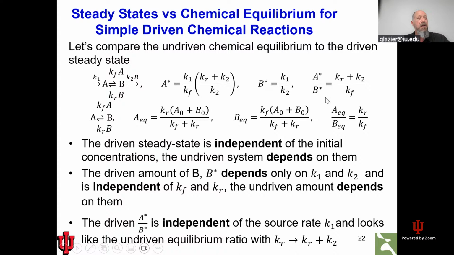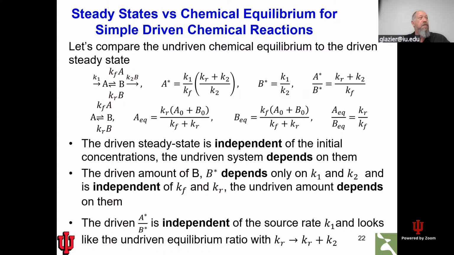Notice that the ratio A star over B star in the open system does not depend on the rate at which I add material. It's independent of K1. The equilibrium concentrations, A star and B star, are actually pretty simple. B star is just K1 over K2, the rate at which I put material into the system divided by the rate at which I take it out. What's interesting about the value of B star is that it's independent of the forward and backward rate constants, Kf and Kr. And that might be a bit unexpected.